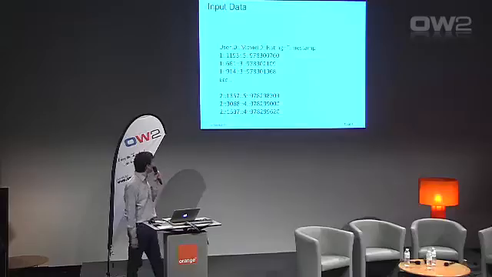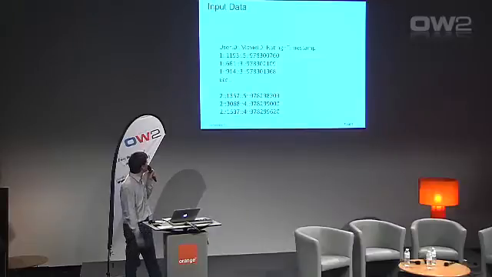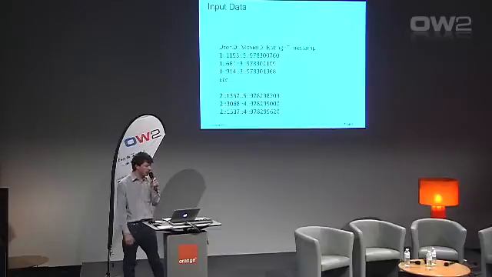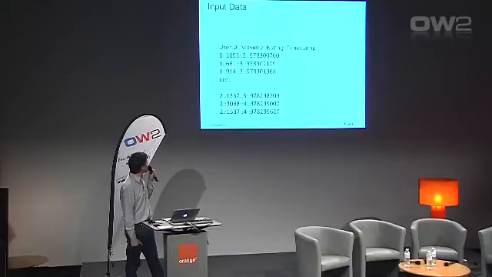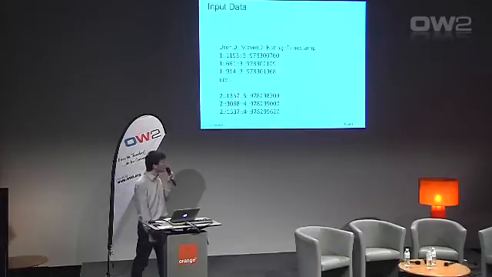So we have as input data a file with columns: the user ID, the movie ID, and a rating from 1 to 5.